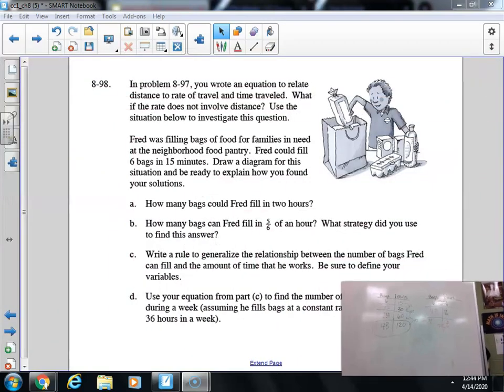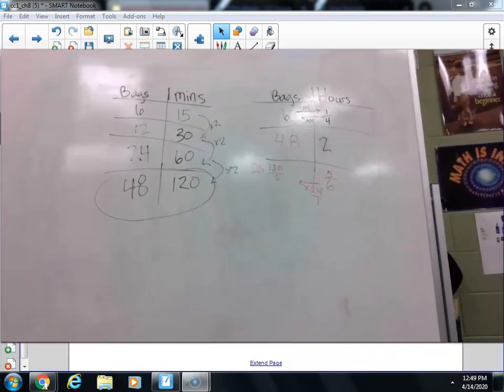So as we move along to question C, it says, write a rule to generalize the relationship between the number of bags Fred can fill and the amount of time that he works. Be sure to define your variables. So we kind of already found the rule when we switched the table from bags to minutes to bags to hours.